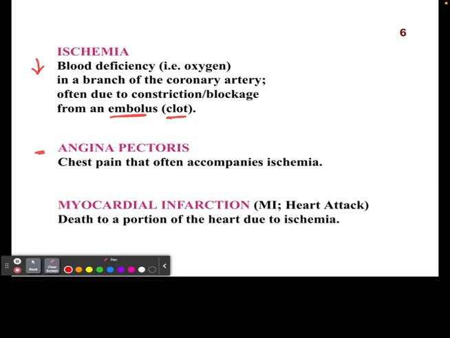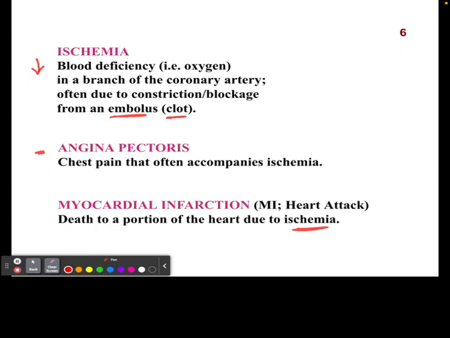If you are unable to get oxygen to your heart for a long enough period of time, it can start to kill off those muscle cells. So your heart will start to die. This doesn't mean the whole heart dies. It just means at least some of the heart muscle cells are going to start to die. This is a heart attack, and this is due to that ischemia. Right? You can't get oxygen, so the cells start to die.